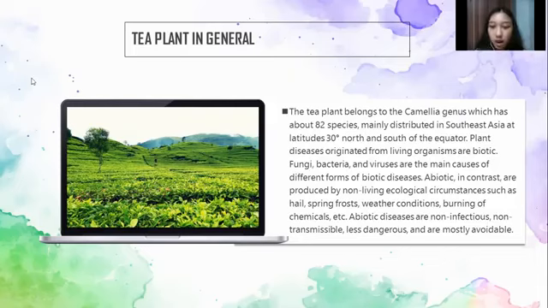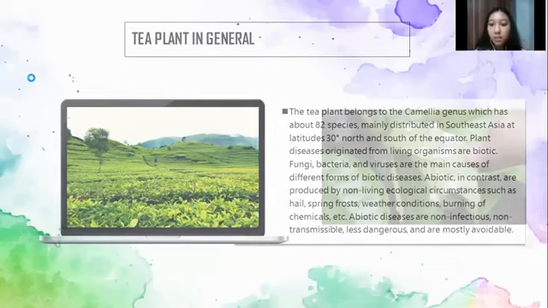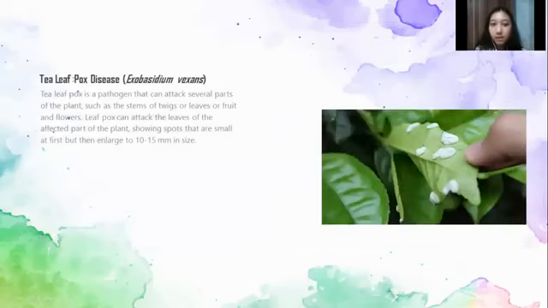Abiotic diseases, in contrast, are produced by non-living ecological circumstances such as hail, spring frost, weather conditions, burning of chemicals, etc. Abiotic diseases are not infectious, non-transmissible, less dangerous, and are mostly avoidable.